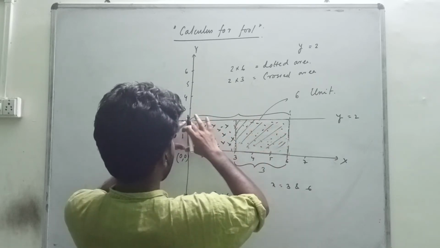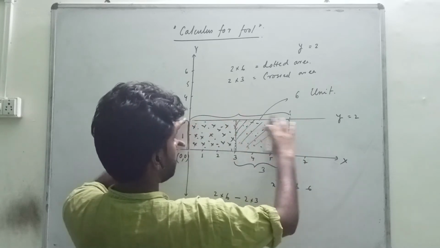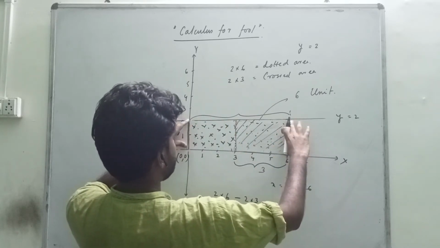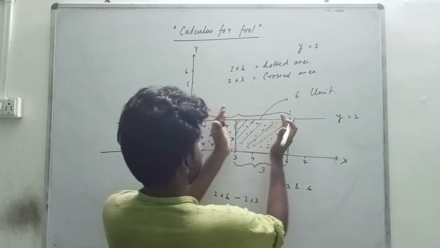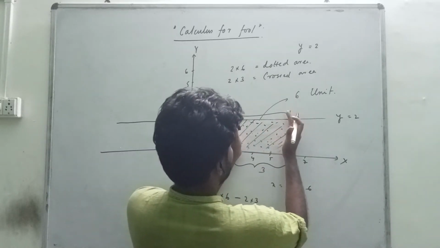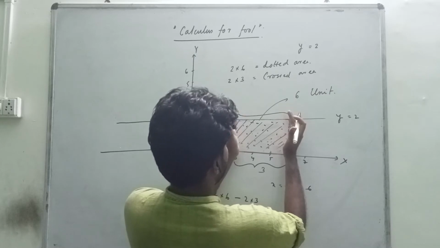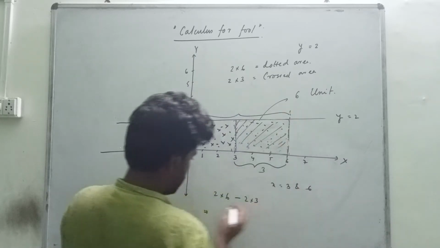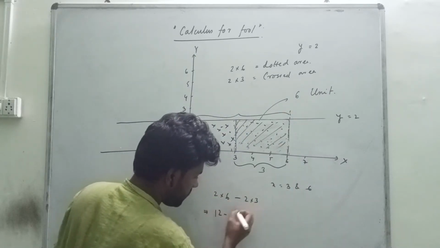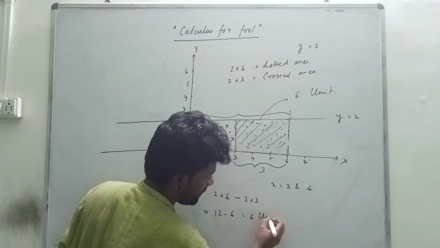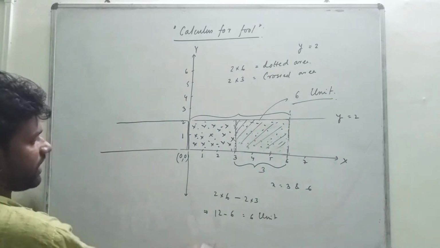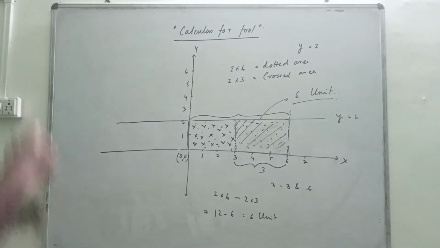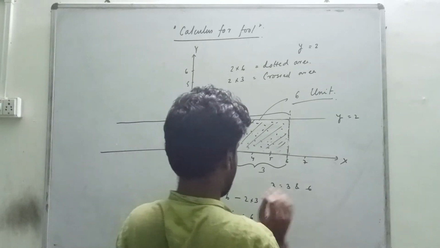Because the full area of this thing minus this thing, right? So all of you know what will happen in this area. You will get this area. So actually 12 minus 6 units, right? So this thing is 6 units. So this is another way to proceed with this problem.